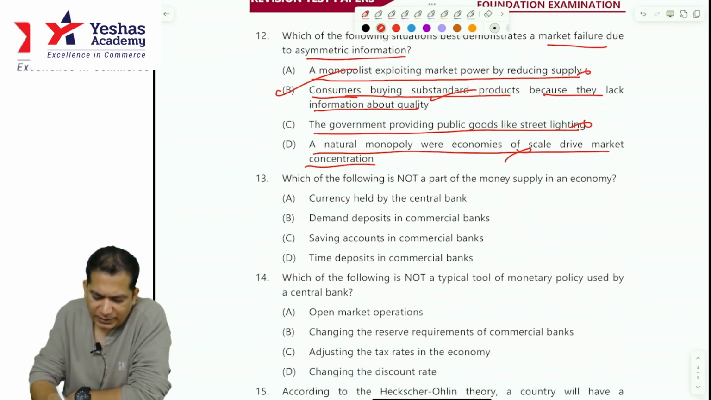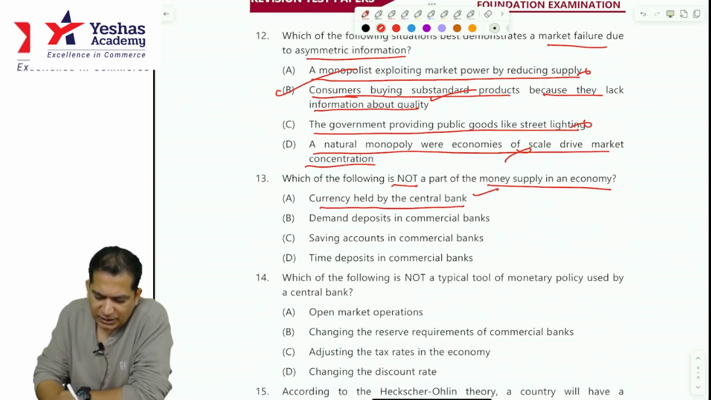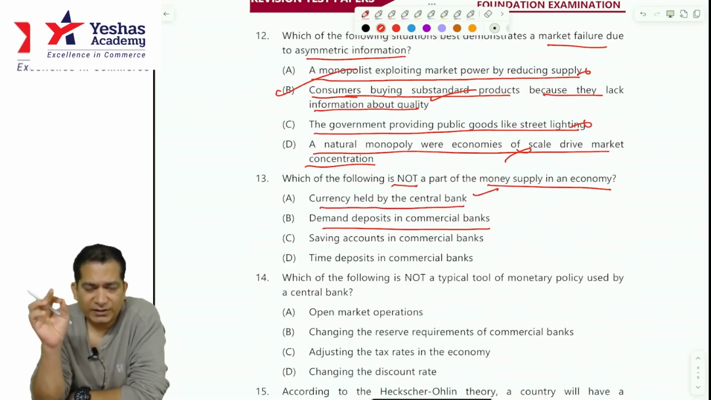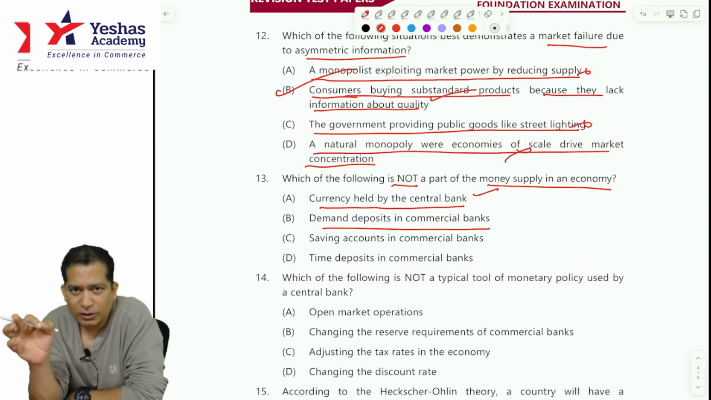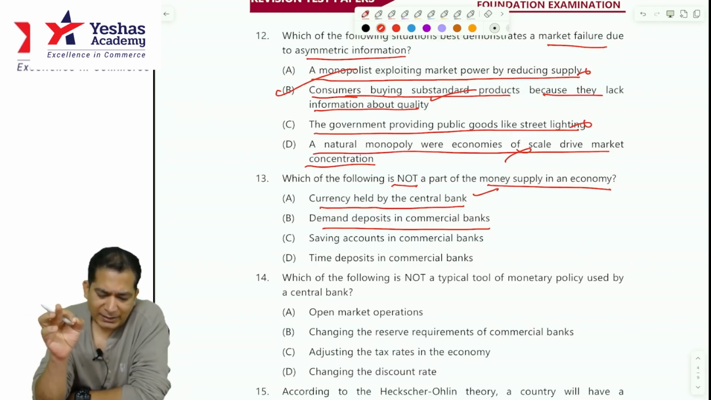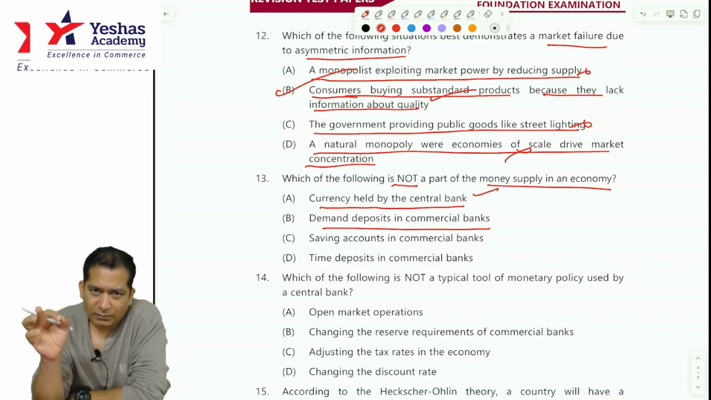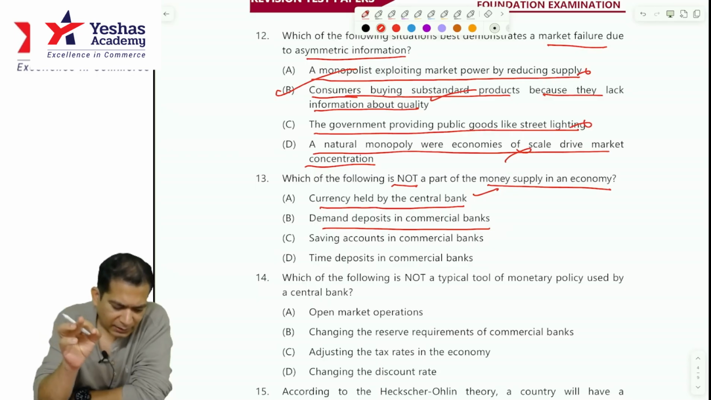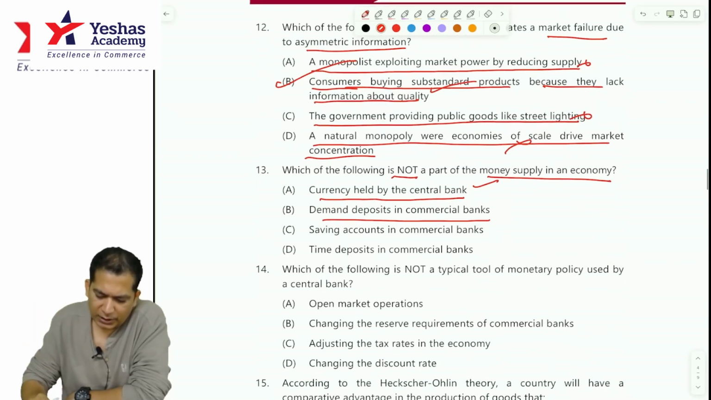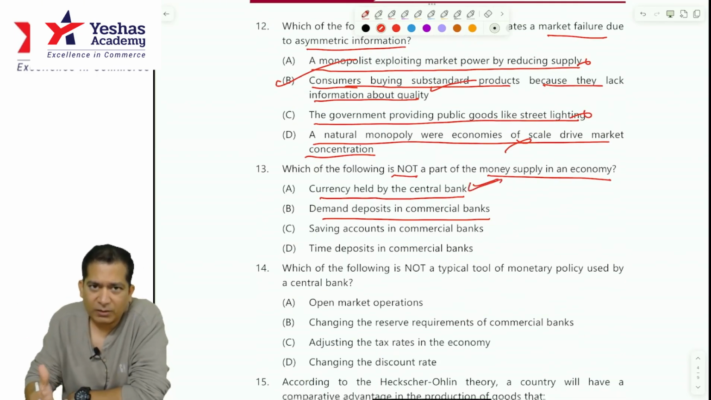Which of the following is not a part of money supply in the economy? Currency held by central bank. Yes. Demand deposits of commercial bank. It is a part of money supply because I've told you within the definition of public, we do not include central bank, we do not include government, and we do not include any bank that is accepting CASA deposit, that is current account and savings account. So currency held by central bank is not available to public because public cannot directly deal with central bank.